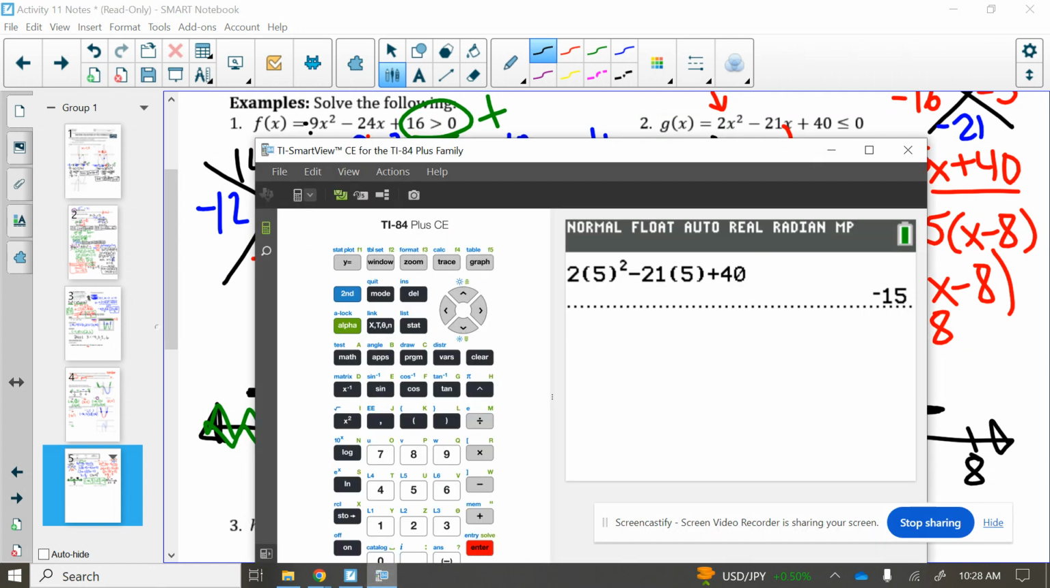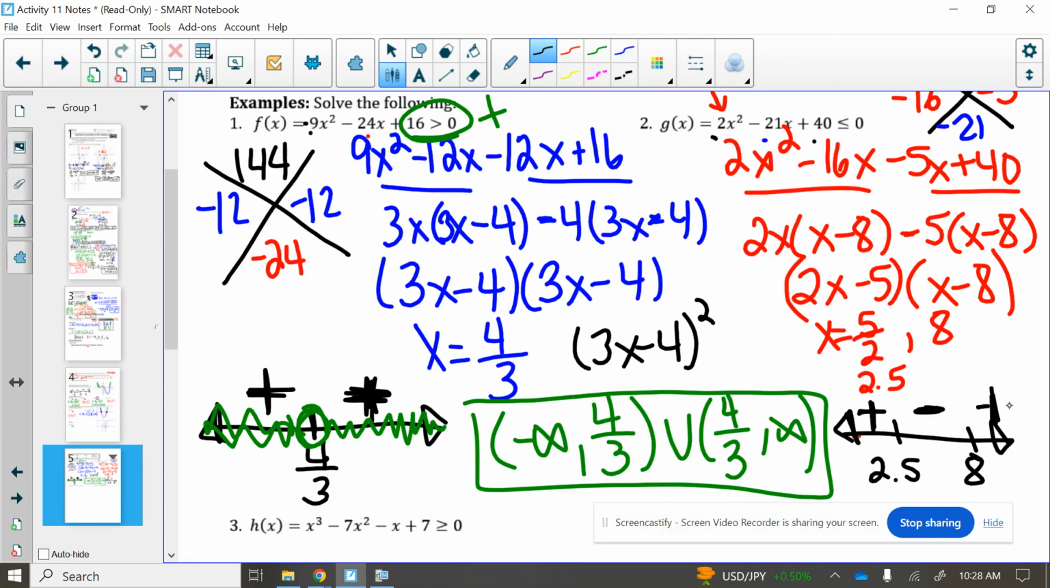And then last but not least, if we pick a number bigger than 8, let's say 100, and plug in 100 for our value here, we are going to get a really positive answer. In this case, 17,940, which again is a positive number. So that means that we are above the x-axis.